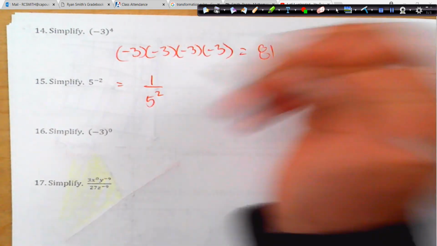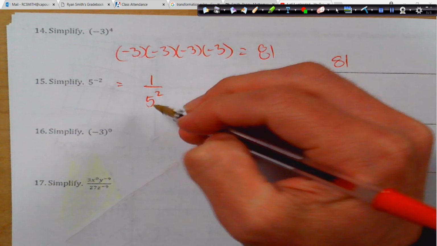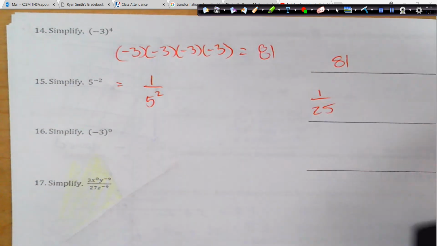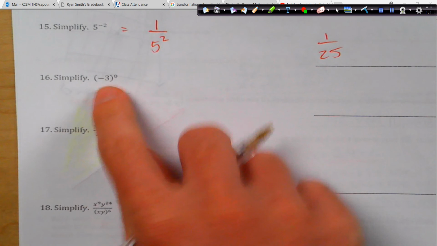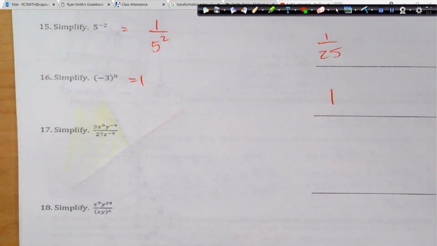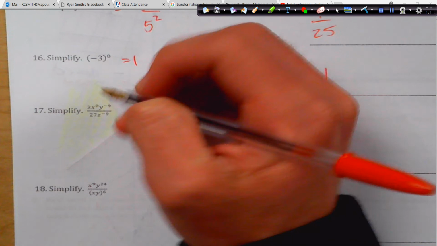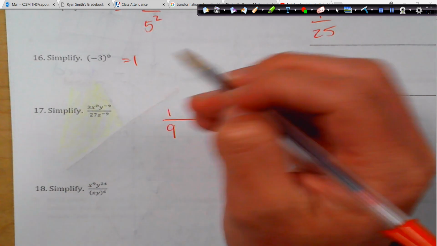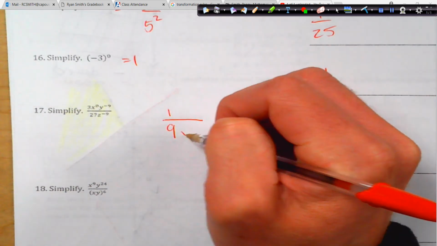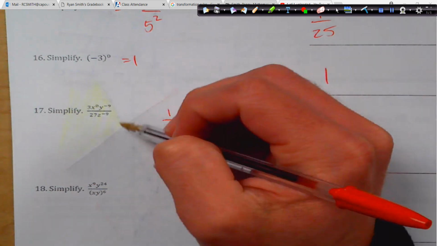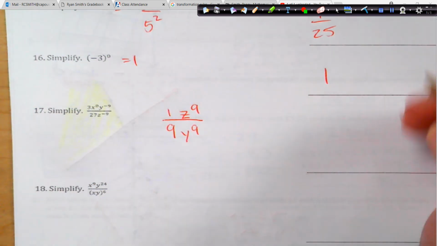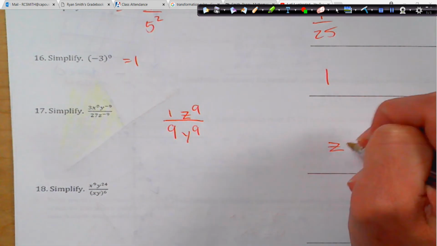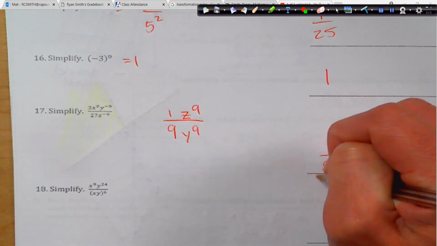5 to the negative second exponent, so that actually puts it underneath, and we get 5 squared like that, and then that's going to become 1 over 25. Anything to the 0 power is just 1. Okay, so now we get little fun ones. 3 and 27, that's going to reduce down to 1 over 9. X to the 0 is just 1. Y to the negative, I'm going to put that on the bottom as y to the 9th. And z to the negative 9, it's going to come up top, z to the 9th. So we're going to get basically z to the 9th over 9y to the 9th.